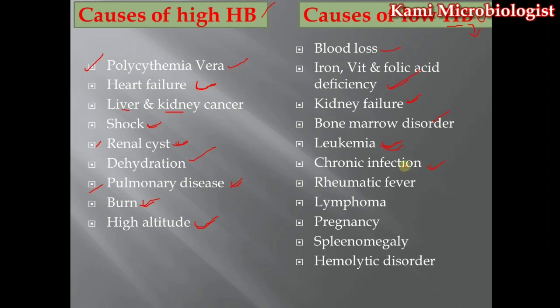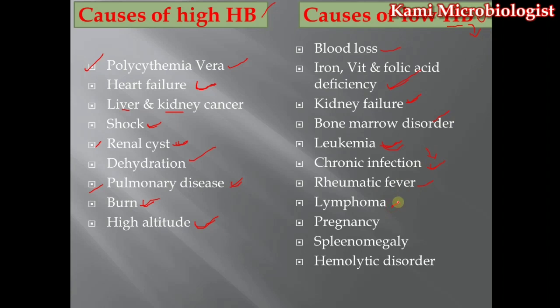Chronic infection, in which again the WBC are increasing. If WBC is increasing, what happens? Hemoglobin is decreasing. Why? Because there is less space for the red blood cells. Then we have rheumatic fever, which is actually an inflammatory response in which the immune system is activated, and when the immune system is activated, it will kill the bacteria or any type of infection. Due to this, there is a low number of RBC production, so that can cause a low level of hemoglobin.